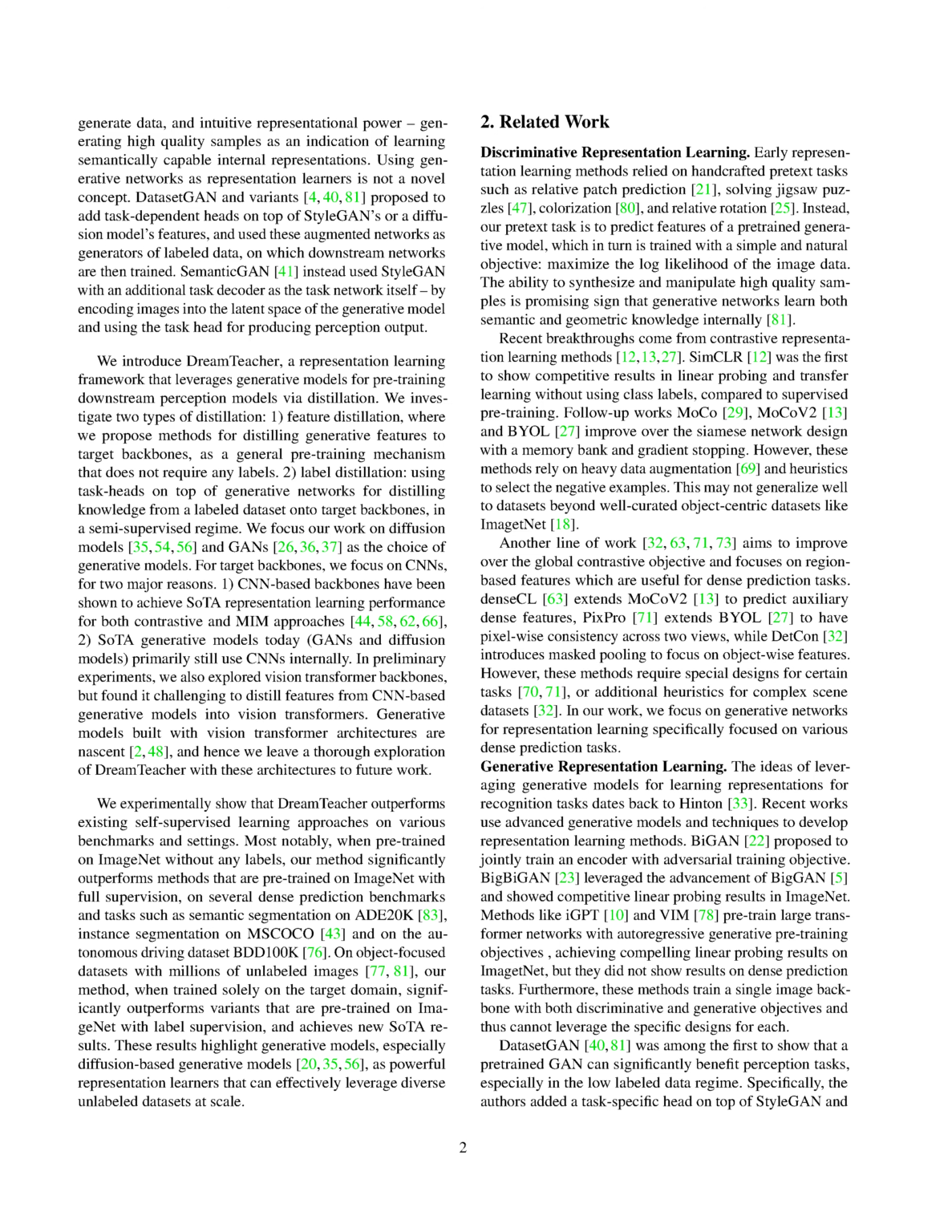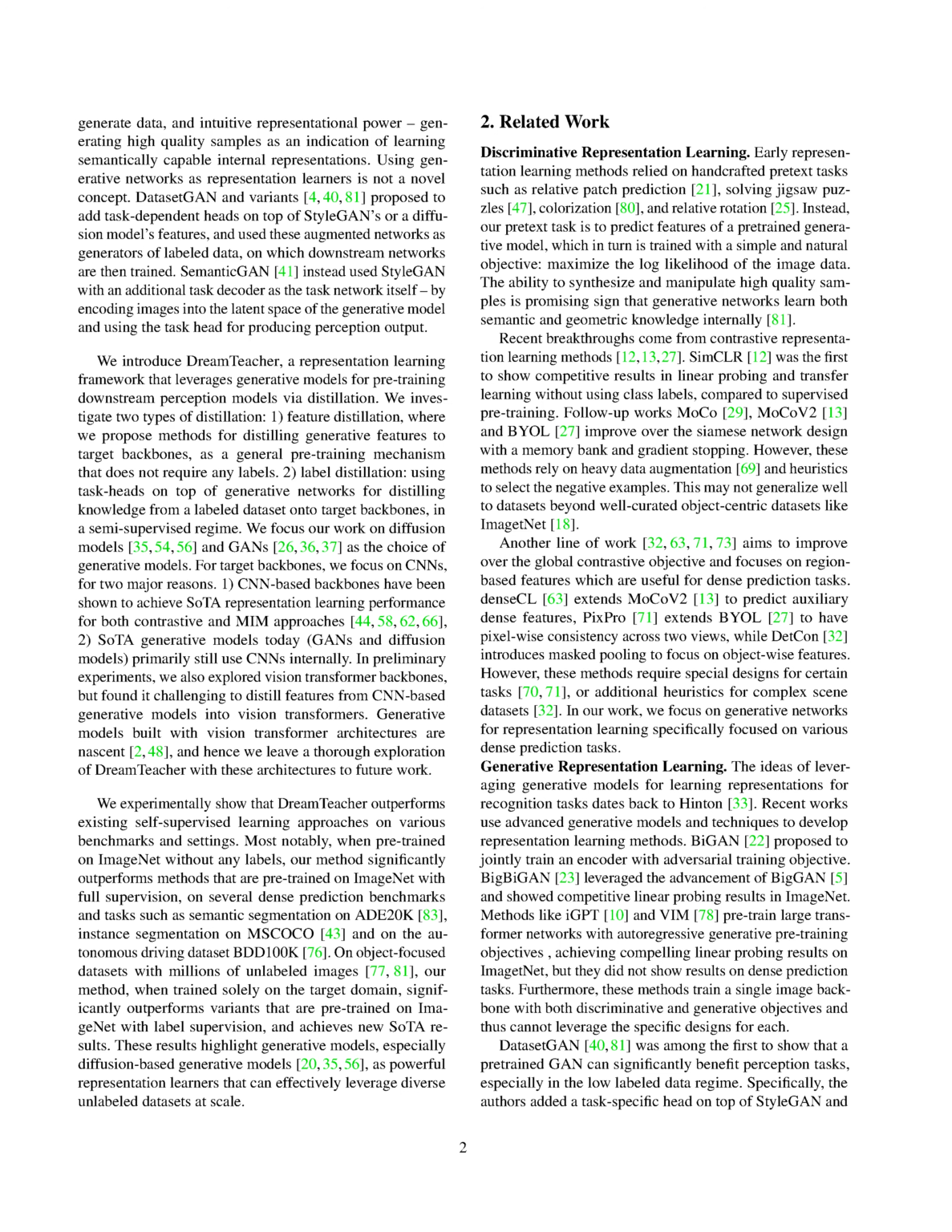SimCLR was the first to show competitive results in linear probing and transfer learning without using class labels, compared to supervised pre-training. Subsequent works like MoCo v2 and BYOL improved upon the Siamese network design by incorporating a memory bank and gradient stopping. However, these methods heavily rely on data augmentation and heuristics to select negative examples, which may not be applicable to datasets beyond well-curated object-centric ones like ImageNet.